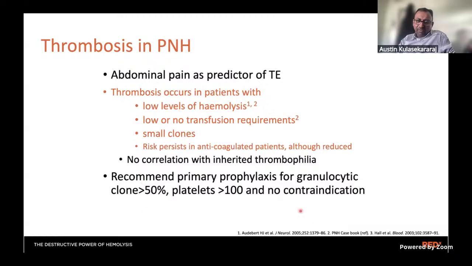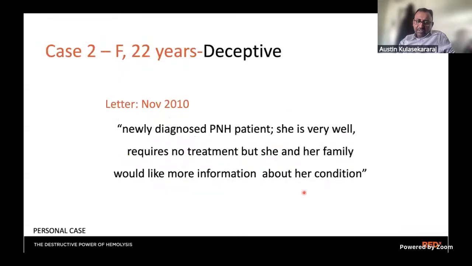And sometimes the predictor of these things, and I don't know, we talked about it, we still use primary prophylaxis, and we've switched from warfarin to DOACs. Predominantly we use apixaban, but occasionally rivaroxaban. In people who have a large clone, who have sufficient and safe platelets, and who do not have contraindications, we do sometimes use anticoagulation as primary prophylaxis in this setting as well.